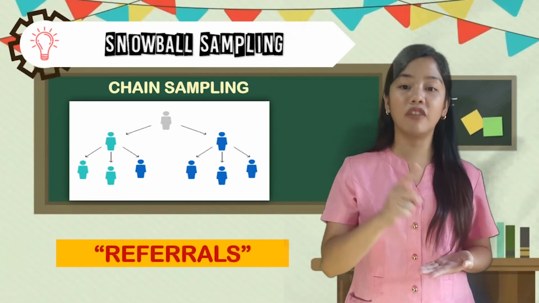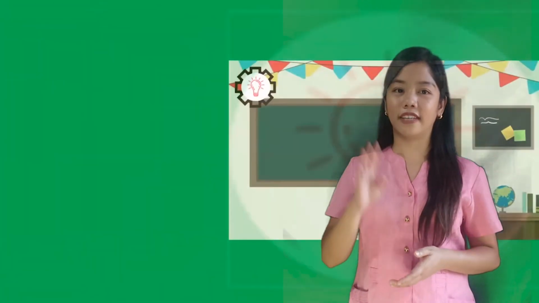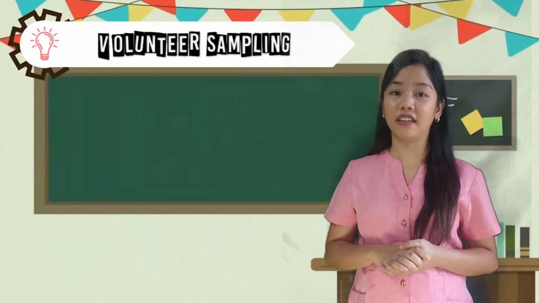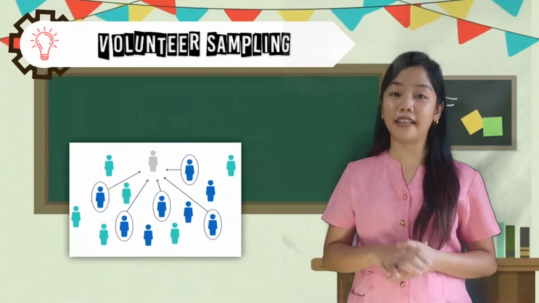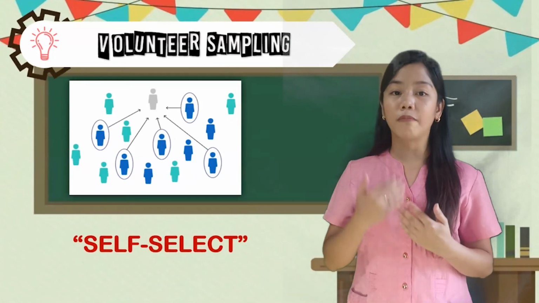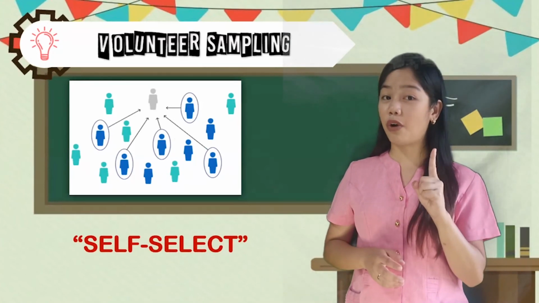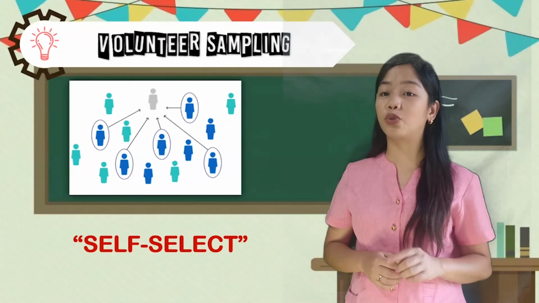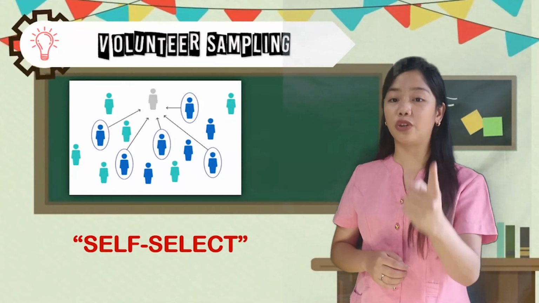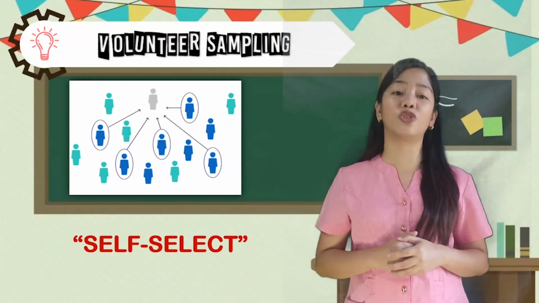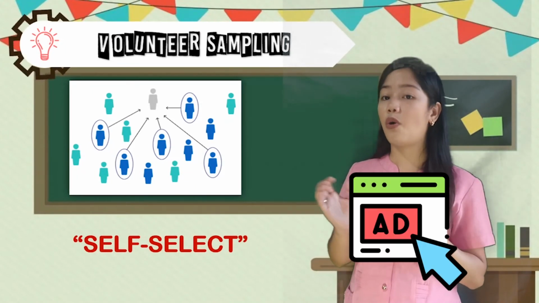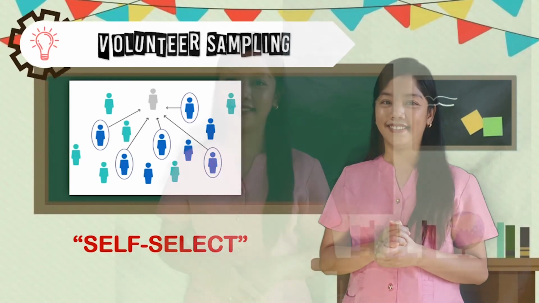It works by referrals. And for the fourth one under non-probability sampling, we have the volunteer. In this sampling technique, the members of the sample self-select for being part of the study. In other words, it is not the researcher who approaches the participants. Rather, participants themselves reach the researcher. Perhaps participants are told about the research through advertisements or announcements.